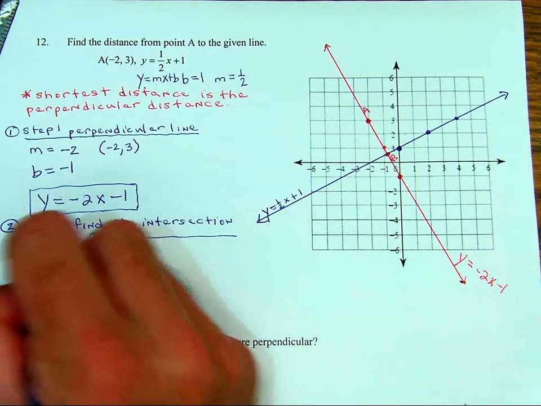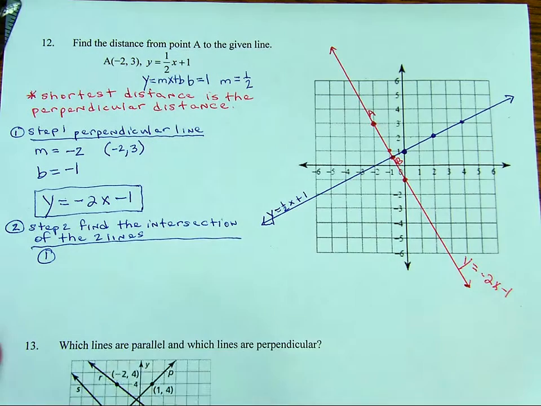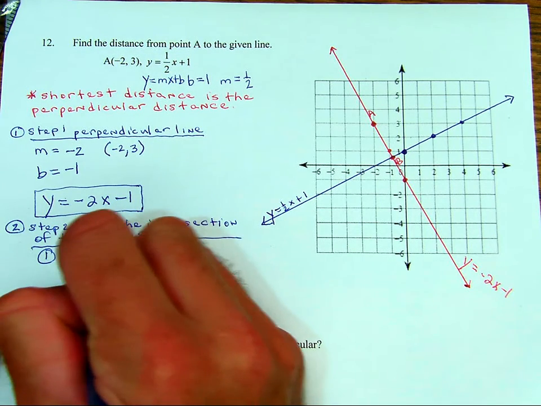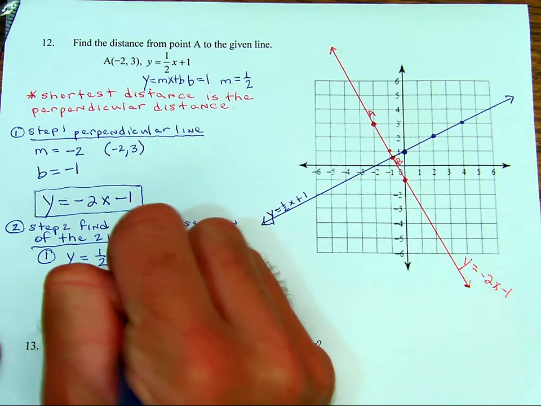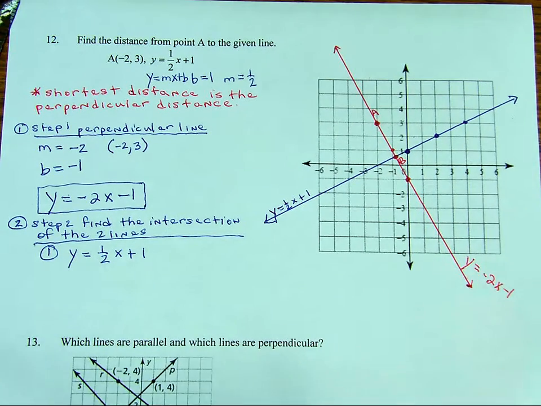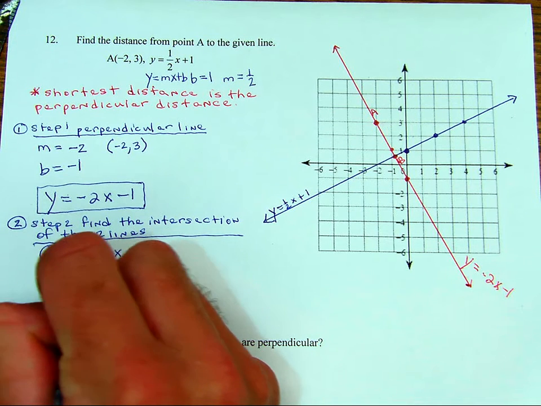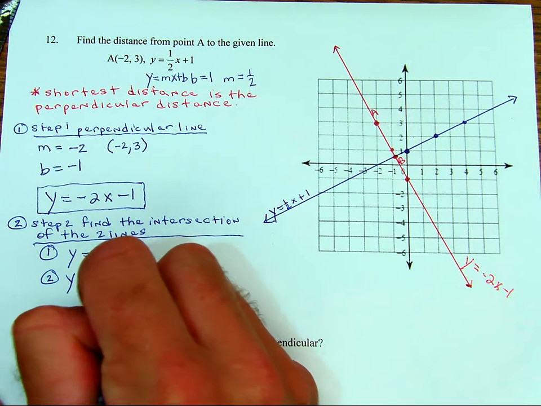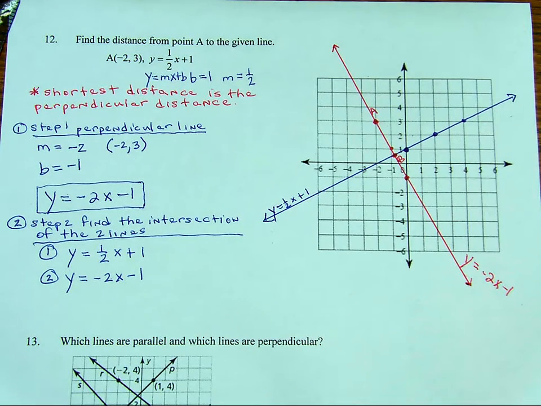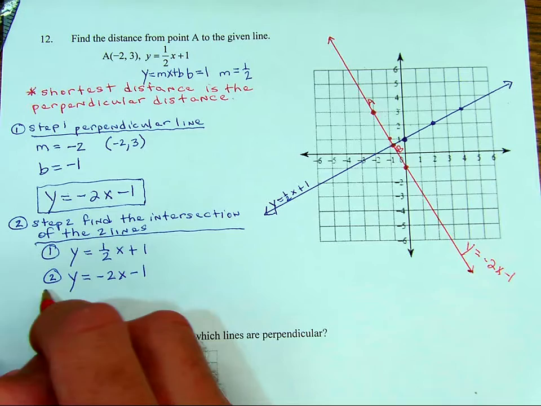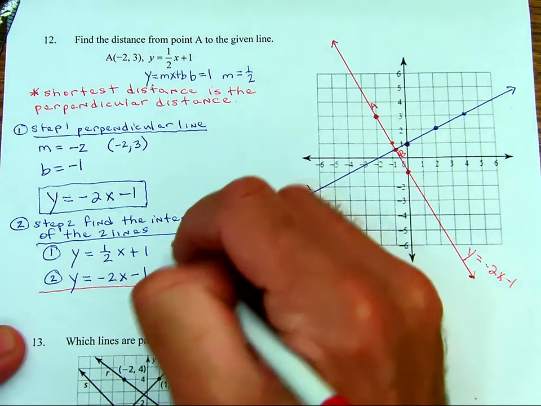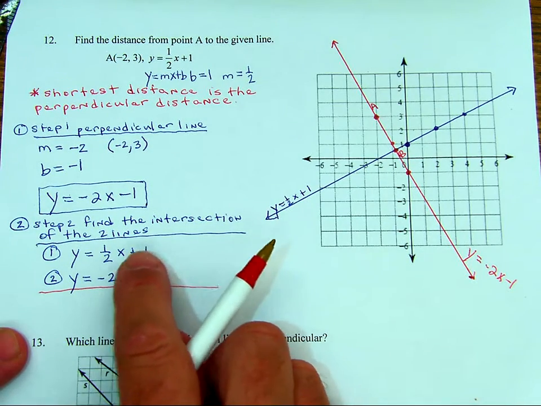So the first equation that was given was y equals 1/2 x plus 1. And the second line that I wrote was y equals negative 2x minus 1. And now I want to solve this system. I could solve by substitution. I could solve by elimination. There's many different ways to solve it. So what I'm going to do is I'm going to take equation 1, and I'm going to multiply by 4.